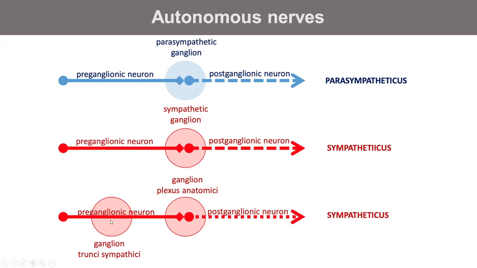It doesn't synapse inside the ganglion. It's going farther. It reaches the larger vessels, like the celiac trunk and the inferior and superior mesenteric, and there they synapse. They call it the prevertebral ganglion, with the postganglionic neurons, and then it reaches the organs, and we are going to discuss the details of these pathways.